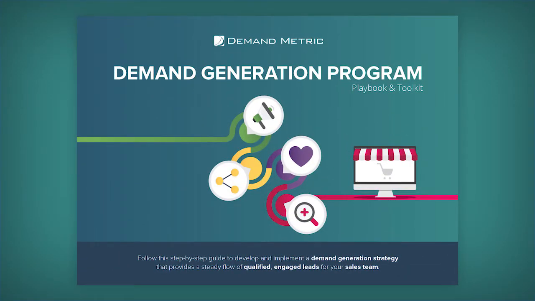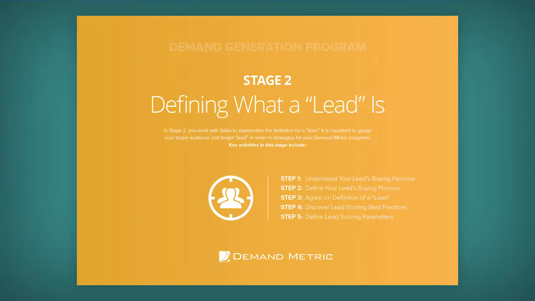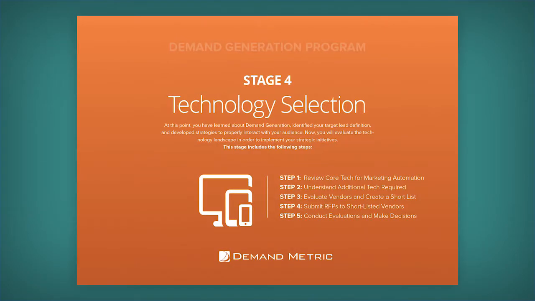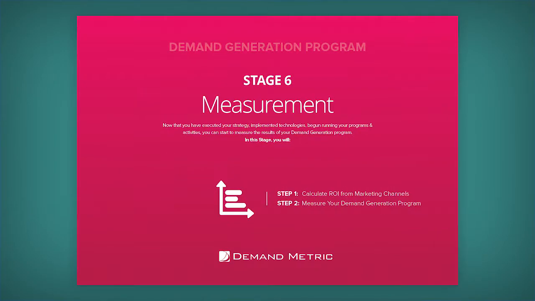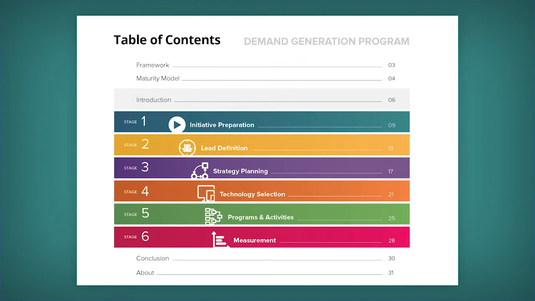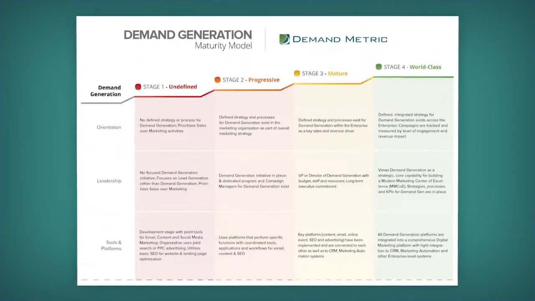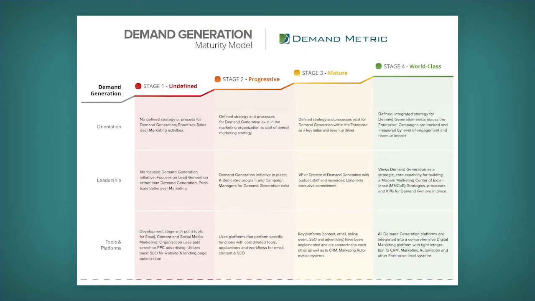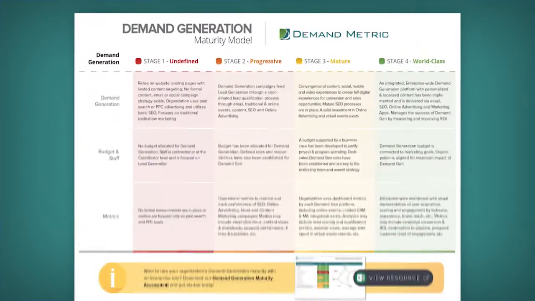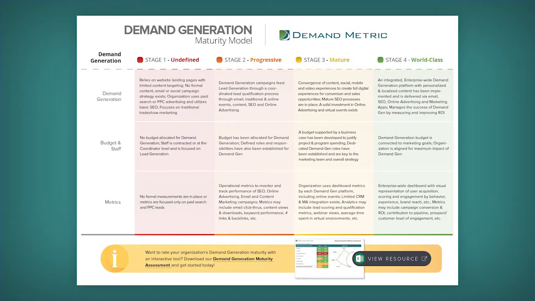Follow this simple step-by-step playbook to develop and implement a demand generation strategy that provides a steady flow of qualified, engaged leads for your sales team. Each playbook begins with a table of contents and a framework for quick reference to the tools and templates highlighted throughout this step-by-step guide. Also included is a maturity model that helps you understand where your organization sits in the spectrum of demand generation maturity.